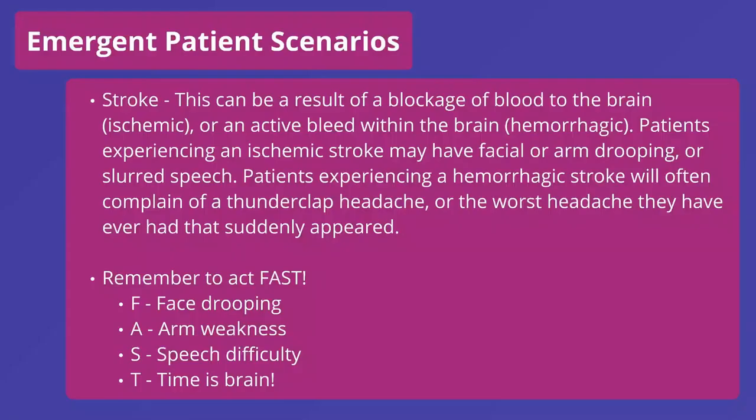This is the acronym we use for strokes. F is for face drooping, A is for arm weakness, S is for speech difficulty, and T is for time is brain, meaning that as soon as you notice these symptoms, it's important to go ahead and get the patient help.